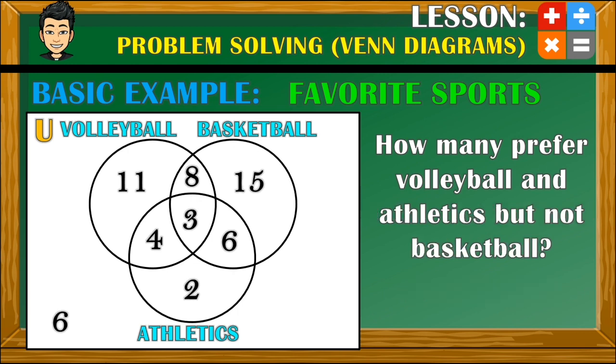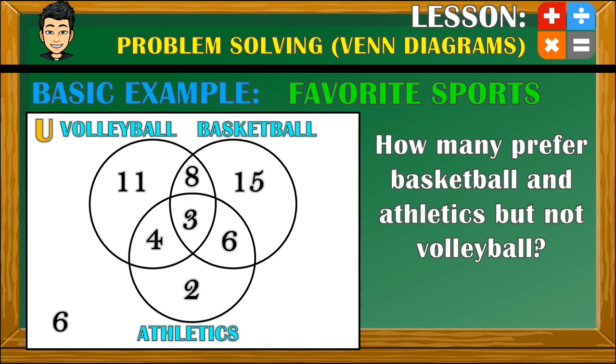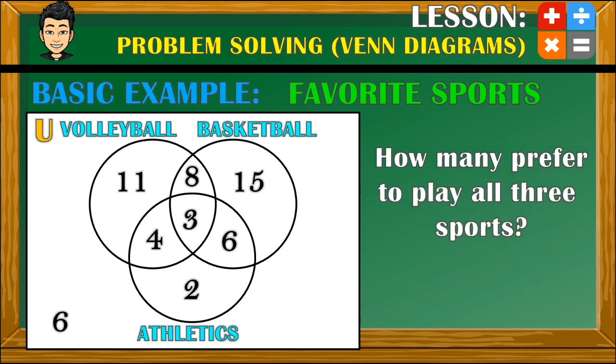This time, how many prefer volleyball and athletics but not basketball? Ito naman yung mga students na gusto pareho ang volleyball and athletics pero ayaw nilang maglaro ng basketball. And so, our answer would be 4 students. How about this one? How many prefer basketball and athletics but not volleyball? That is correct. Ang sagot ay 6 students. Next, how many prefer to play all 3 sports? Since intersection ang tinutukoy, ang sagot natin ay 3 students or yung nasa middle part ng ating Venn diagram.